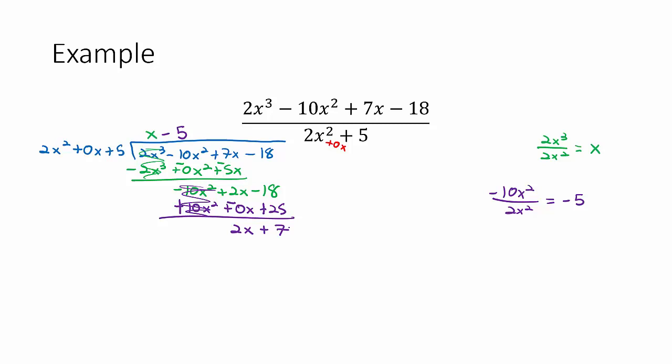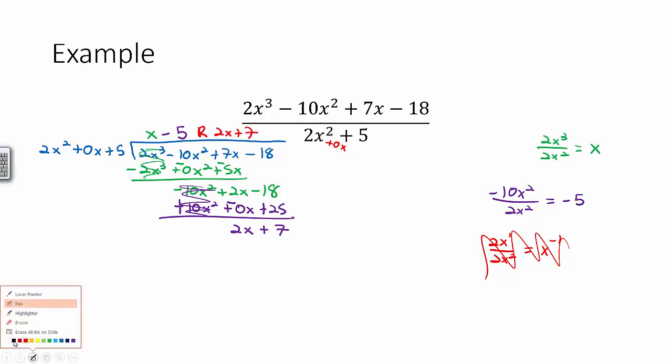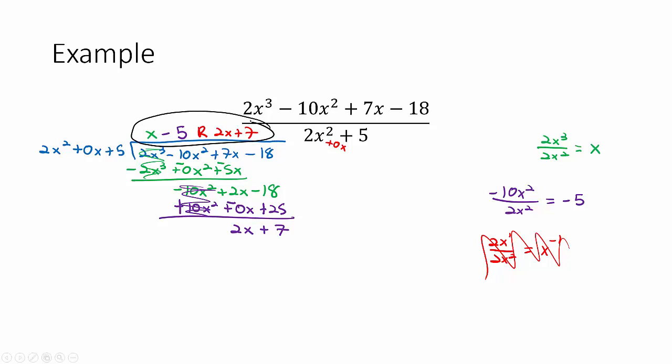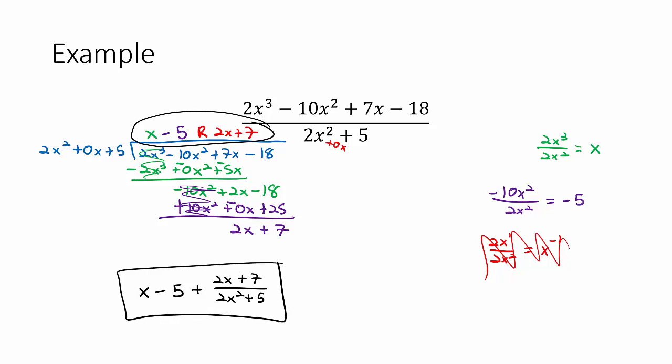There's nothing more to bring down. You'll notice we can't divide. If we tried to divide the front terms, 2x by 2x squared, the 2's would be gone, and 1 minus 2 is x to the negative 1. We don't want to deal with negative exponents, so we can't go any further. So we're ready to say there is a remainder of 2x plus 7. So our final answer here is x minus 5 with a remainder of 2x plus 7. Or in mixed number form, since the remainder is positive, we'll add the 2x plus 7, putting it over the front number of 2x squared plus 5. And we have our final quotient.